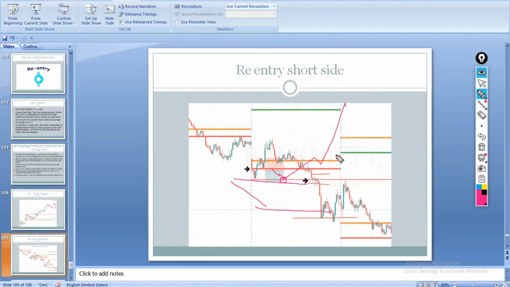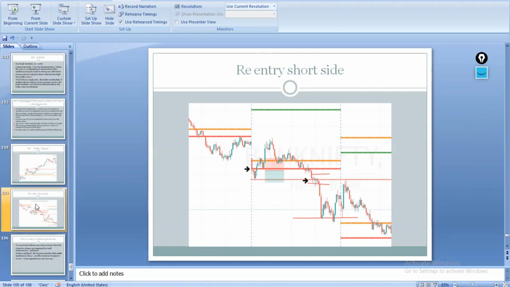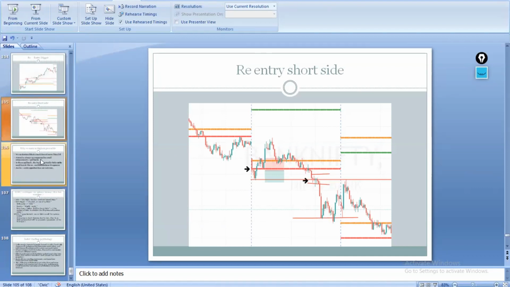Again, if you see over here, market broke the previous day low, S1. Again, over here, the market breaks the PDL, and then you see this strong momentum coming on the downside. So these are very, very simple setups. You just got to focus on this, right?